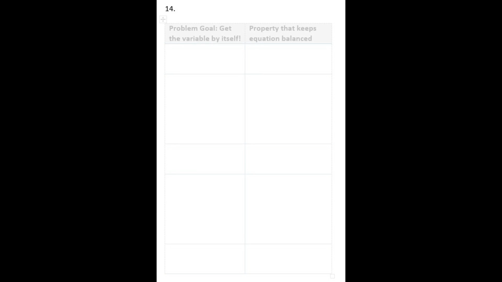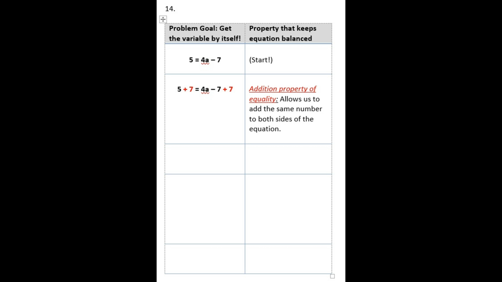All right, so here's our goal. Get the variable all by itself. And we have 5 equals 4a minus 7. So the very first thing that we're going to do is to add 7 to both sides. Now, we don't subtract 7, we add 7 because we want that minus 7 to cancel out. That's the addition property of equality this time. As long as we're adding the same number to both the right and left sides of an equation, you get a balanced equation. So this negative 7 plus 7, they both cancel out.